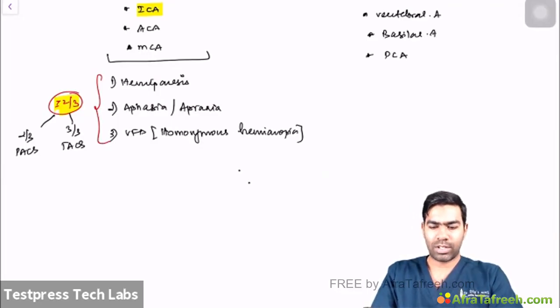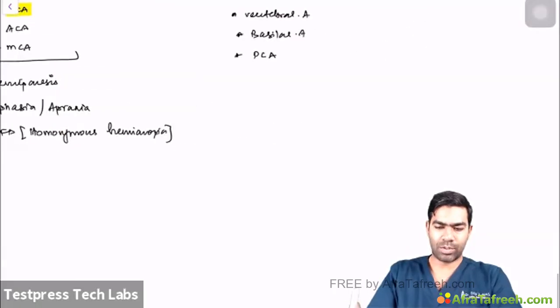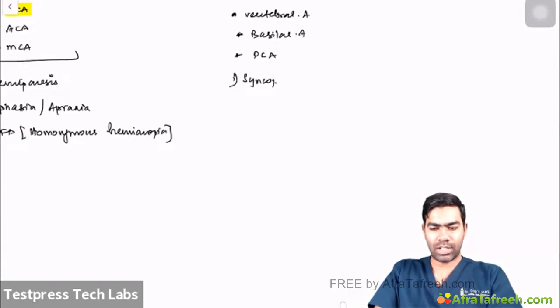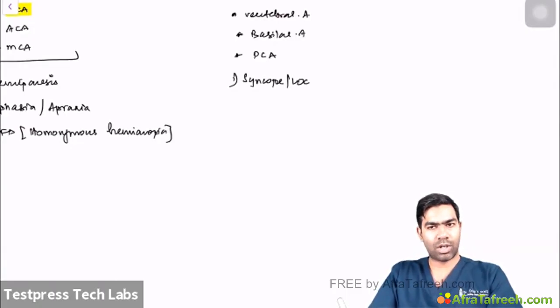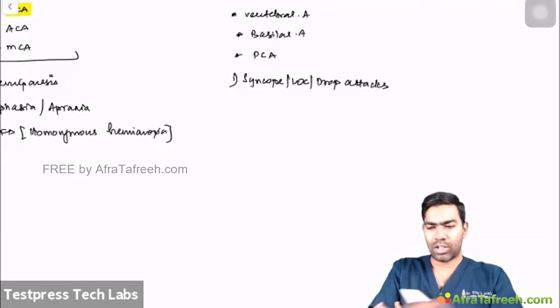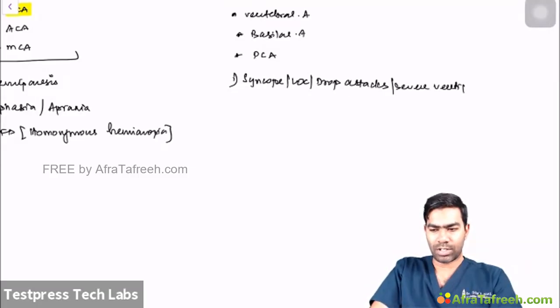As far as the posterior circulation stroke is concerned, there are 3 to 4 findings which can tell you it's a posterior circulation stroke. The first finding is that the patient shows symptoms or signs of syncope, or if the question tells you loss of consciousness, or the patient presents with features called drop attacks, which are nothing but syncope, just called in a different way. Or severe vertigo. In this setting, I'm going to think about a posterior circulation stroke.